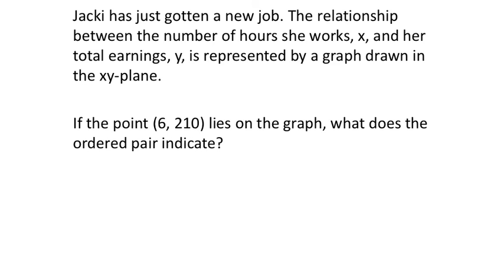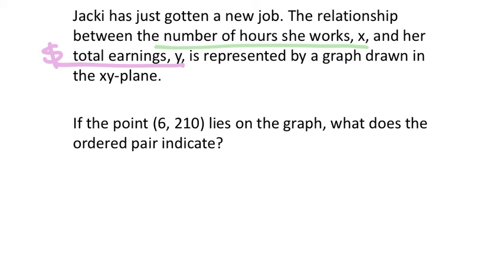Last up here, we got Jackie has just gotten a new job. The relationship between the number of hours she works, X, and her total earnings, Y, is represented by the graph drawn in the XY plane. The problem with this is that it does not give us a graph drawn in the XY plane, which is really just kind of like that mapping that we saw, right, where the two number lines come together. And even on the assignment, it'll be worded this way, but they're not going to give you the graph. The important part here is that we see that the X represents number of hours that Jackie works, whereas the Y represents her total earnings, which we'll just show in dollars, okay?